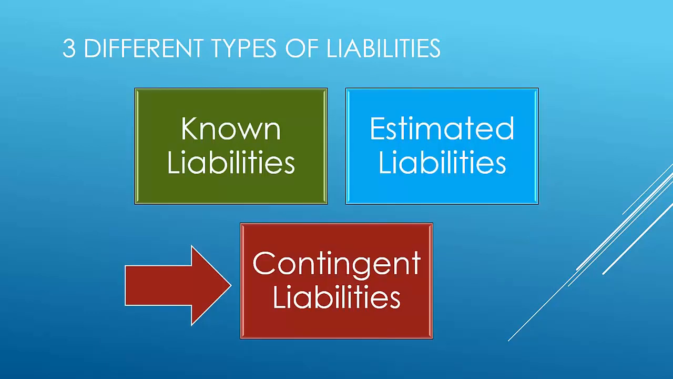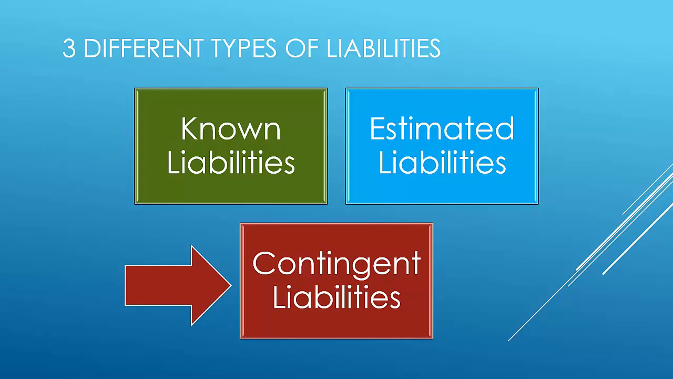Okay, and the third type of liability that we're going to talk about is a contingent liability. And as I mentioned, the name itself kind of gives it away. We don't have this liability documented right away because it's contingent on something happening. So it's unique because it could have been a past event that this liability is arising from, but the amount or the certainty of it is dependent upon a future event.